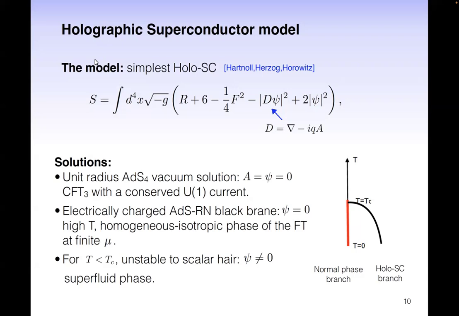Yes, so we have one quasinormal mode that is now in the upper half plane, and that signals an instability. And this instability is towards the formation of scalar hair. Okay. So for temperatures below a critical temperature, we can go and construct numerically black holes that have not only a non-trivial gauge field, but also a non-trivial scalar field. And on the dual field theory side, this would correspond to the superfluid phase.